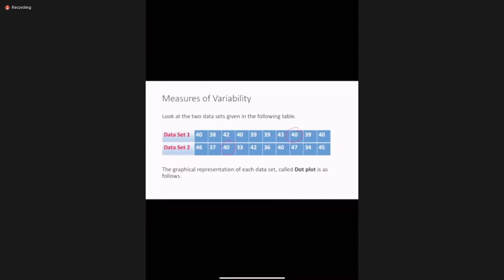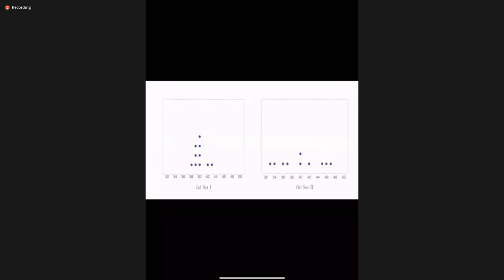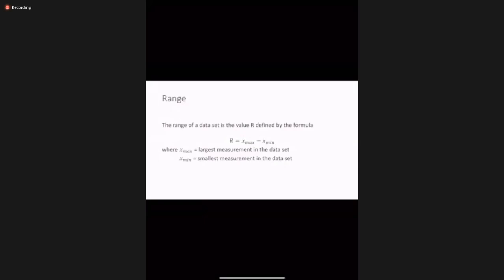So in that case, finding measures of central tendency is not enough to compare these types of data sets. Therefore, we have to go for another measure called measures of variability. We discussed our first measure of variability, that is range. Range is defined as maximum element minus minimum element. That means the difference between the maximum observation in the data list and the minimum observation of the data list.